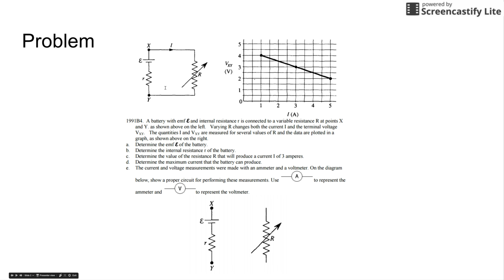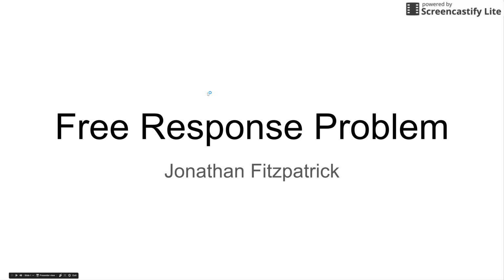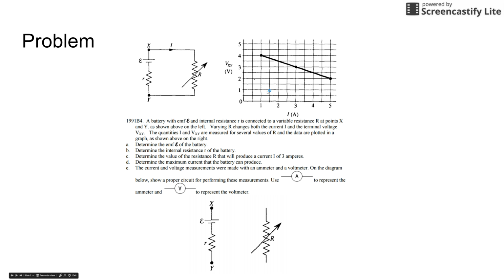Okay, so today we're going to be looking at a free response problem that I found. The problem itself is that there's a battery with EMF E and internal resistance R, and it's connected to a variable resistance R at points X and Y, as shown above on the left. Varying R changes both the current and the terminal voltage Vxy. The quantities I and Vxy are measured for several values of R, and the data are plotted in the graph as shown above on the right.